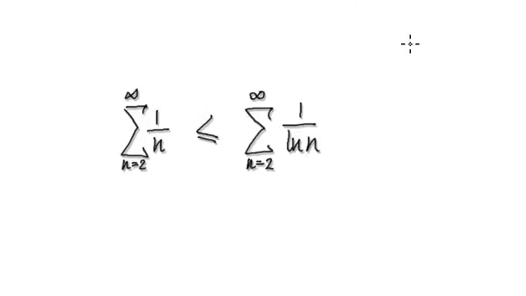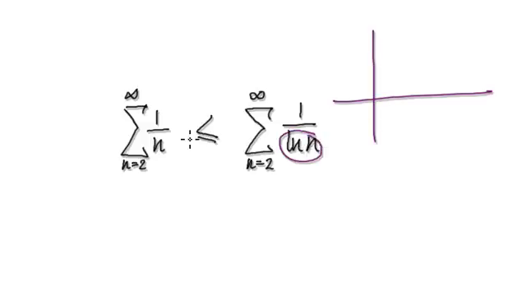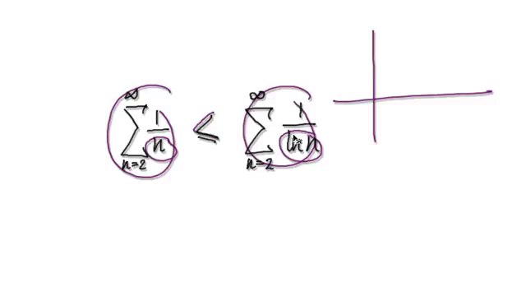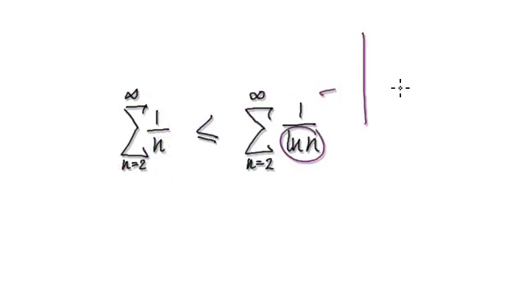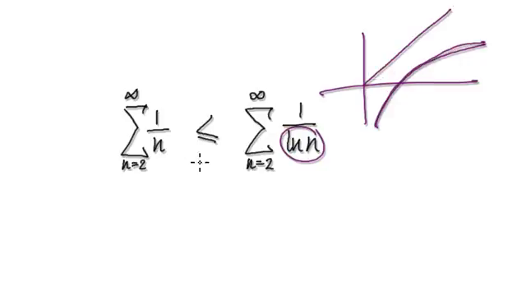Well, 1 over natural log of n, if you look at the denominator, if you make the denominator bigger, then the overall thing here will be smaller than this thing here. So looking at the denominator, the natural log will look like this. Y equals x will look like this. So you see n will always be bigger than the natural log.